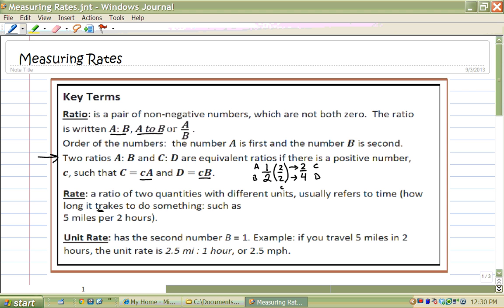How long it takes to do something. For example, 5 miles in 2 hours, or how long it took you to make a certain number of things. It usually refers to time, though, when you talk about rate. A unit rate is when the second number, the B value, is equal to 1.